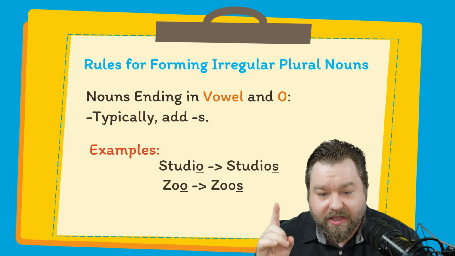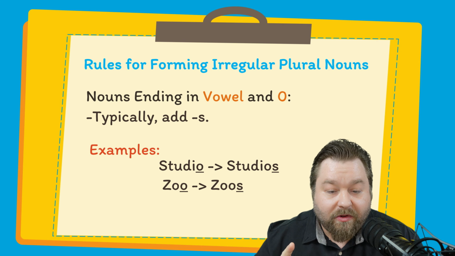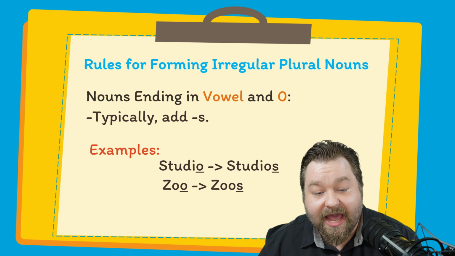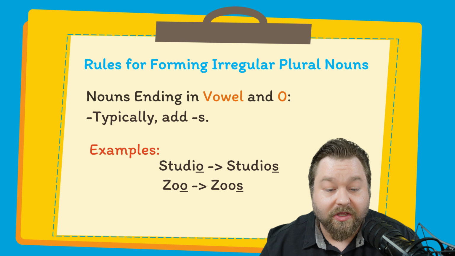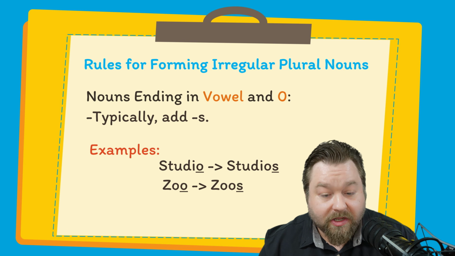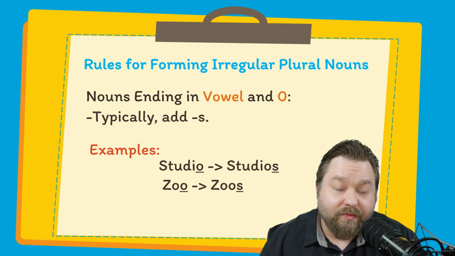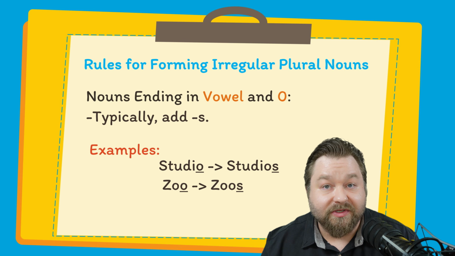Here's the next one. Rules for forming nouns that end with a vowel and the letter O. Whew. We usually add an S. For example, studio becomes studios, and zoo becomes zoos. See? All right. I hate rules, but these weren't bad. There's more.